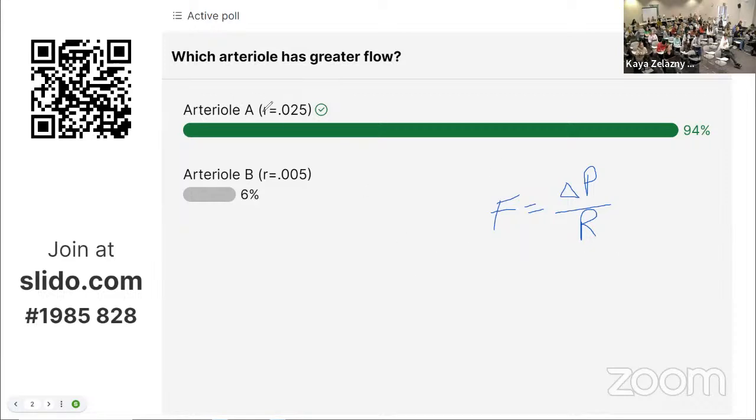Okay. So we're not done, because what we have is not big R resistance, we've got little r radius. We know that resistance is inversely proportional to radius, basically. We don't need exact numbers, but we know that things with a greater radius have less resistance. Things with a smaller radius have more resistance. So arteriole A with its larger radius, bigger little r, means it has a smaller resistance, smaller big R, and then we do it again. We flip that into our flow equation. So we know that lesser resistance gives us greater flow.